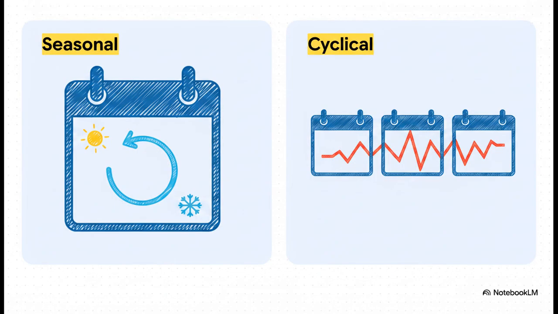Now here's a classic trip-up point for a lot of people. The difference between seasonal and cyclical patterns. It's easy to get them mixed up. A seasonal pattern happens within a single year, and it's usually pretty reliable. A cyclical pattern, on the other hand, plays out over many years. Think broader economic booms and busts. It's much, much harder to predict.